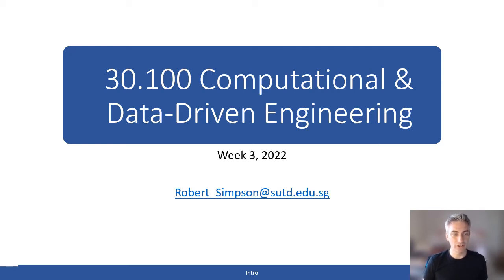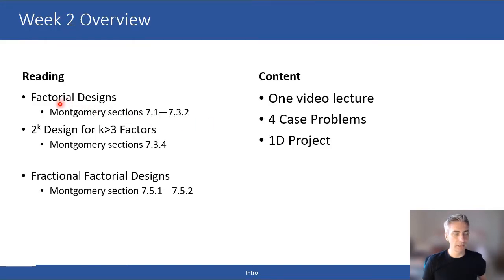This is a lecture that you will need for week 3 of computational and data-driven engineering. So the main topic this week will be factorial designs, and it's mainly chapter 7 of Montgomery's book. There'll be one video, four case problems, and a project that you will have some time in the class to do this week, or in week 3, and also in week 4 we'll allocate some time for working on this project.